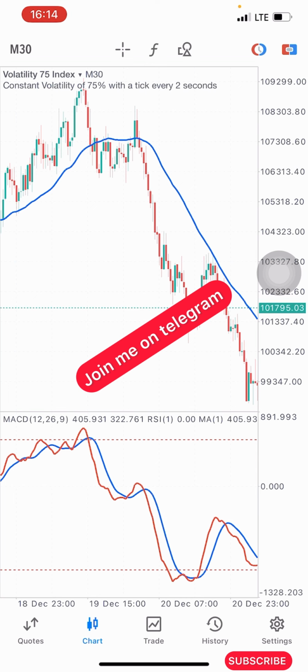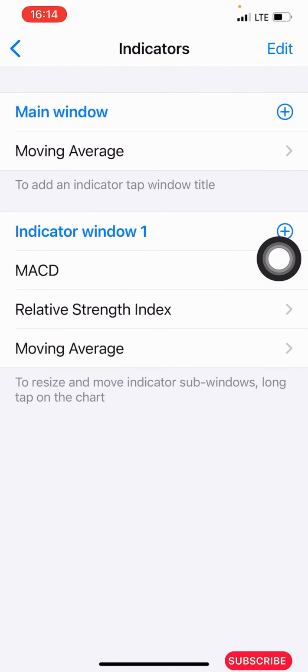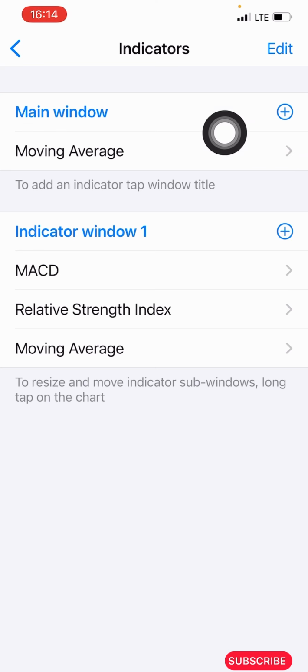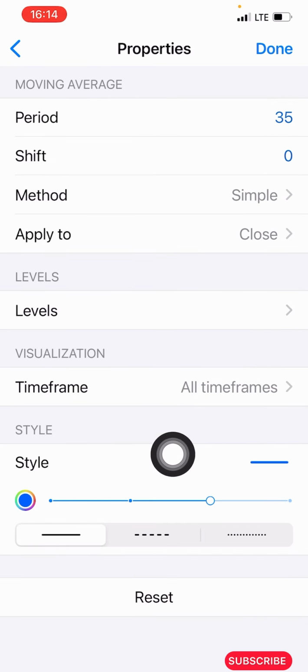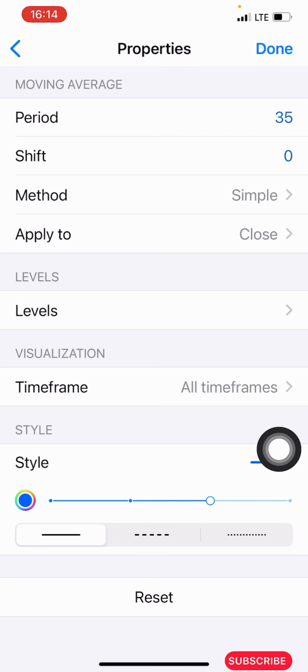The first thing we have to do is to click on this F icon. After clicking on that, we are going to search for our moving average, which is the first indicator. Click on this plus icon and search for the moving average. The period is 35, shift is 0, method is simple, apply to is close. You leave the level as it is, time frame all time frame. You make the color for the star blue, 3 pixel, and size all for the moving average. Then click on done.